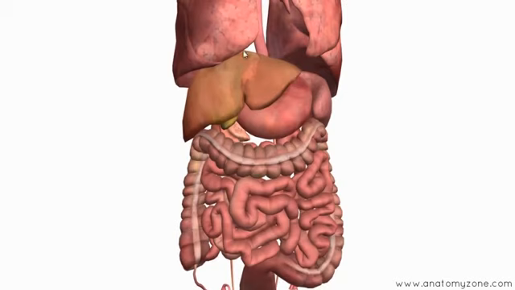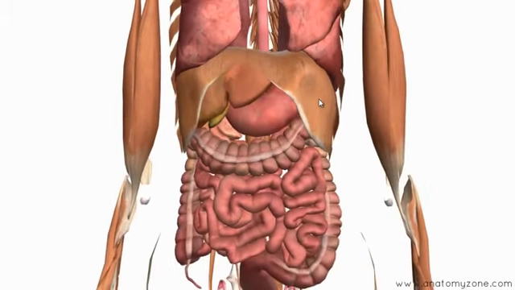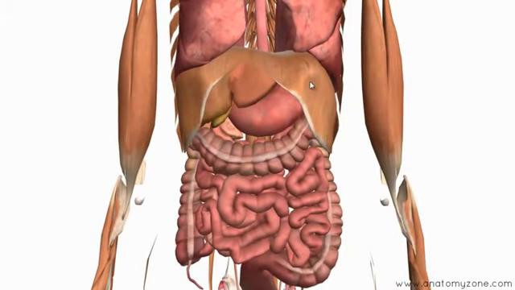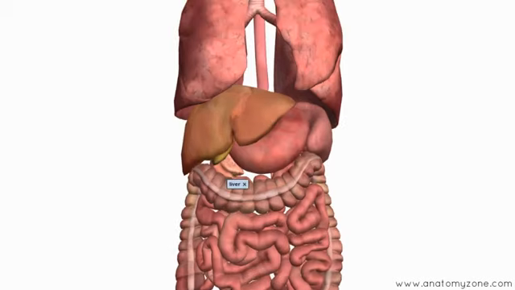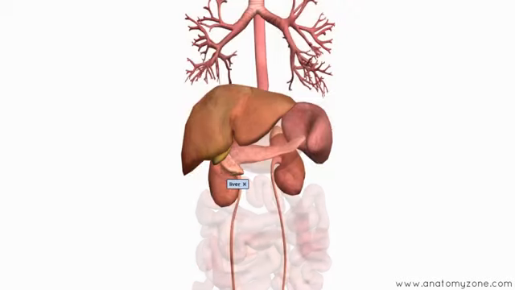So the liver is this organ here in the right upper quadrant of the abdomen, and it sits just underneath the diaphragm like this. So we'll just take a look at some of the peritoneal attachments of the liver. So I'll just isolate it and I'll show you some of the ligaments that we have.